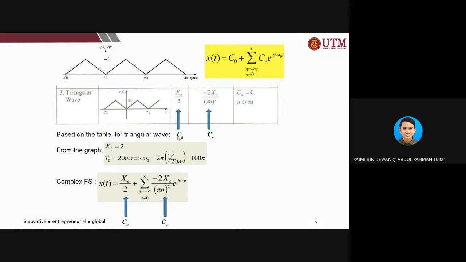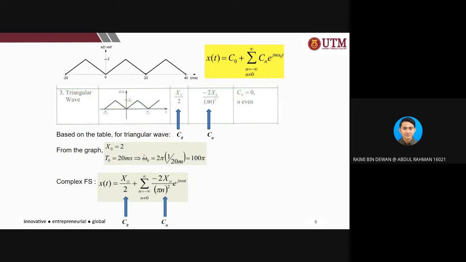So your C naught is actually X naught over 2, meaning 2 divided by 2. And then you need to settle this one, I already told you just now. 20 milli is the T. And omega is actually 2 pi f, 1 over 20 milli, then you get 100 pi.